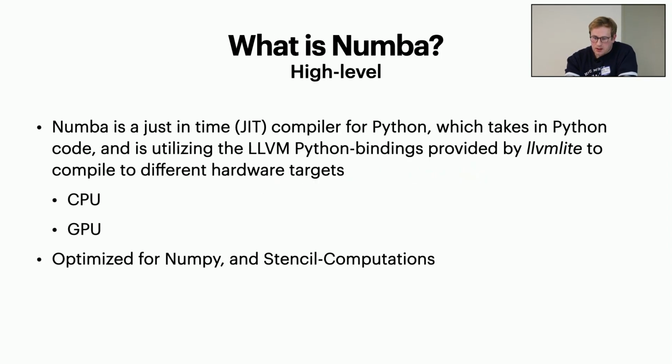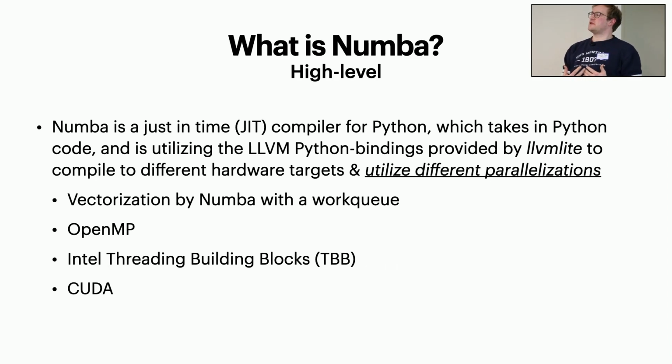So what is Numba? Numba at its core is essentially an LLVM JIT compiler, which was initially conceived for taking Python code in and then building this heavily optimized code and running it. This has been advanced and expanded to do both for CPU and for GPU, and is heavily optimized for NumPy computation primitives as well as stencil computations. So it has its own vectorization engine, which basically uses a work queue. It has OpenMP building blocks, and the one that's actually used most often these days, CUDA.